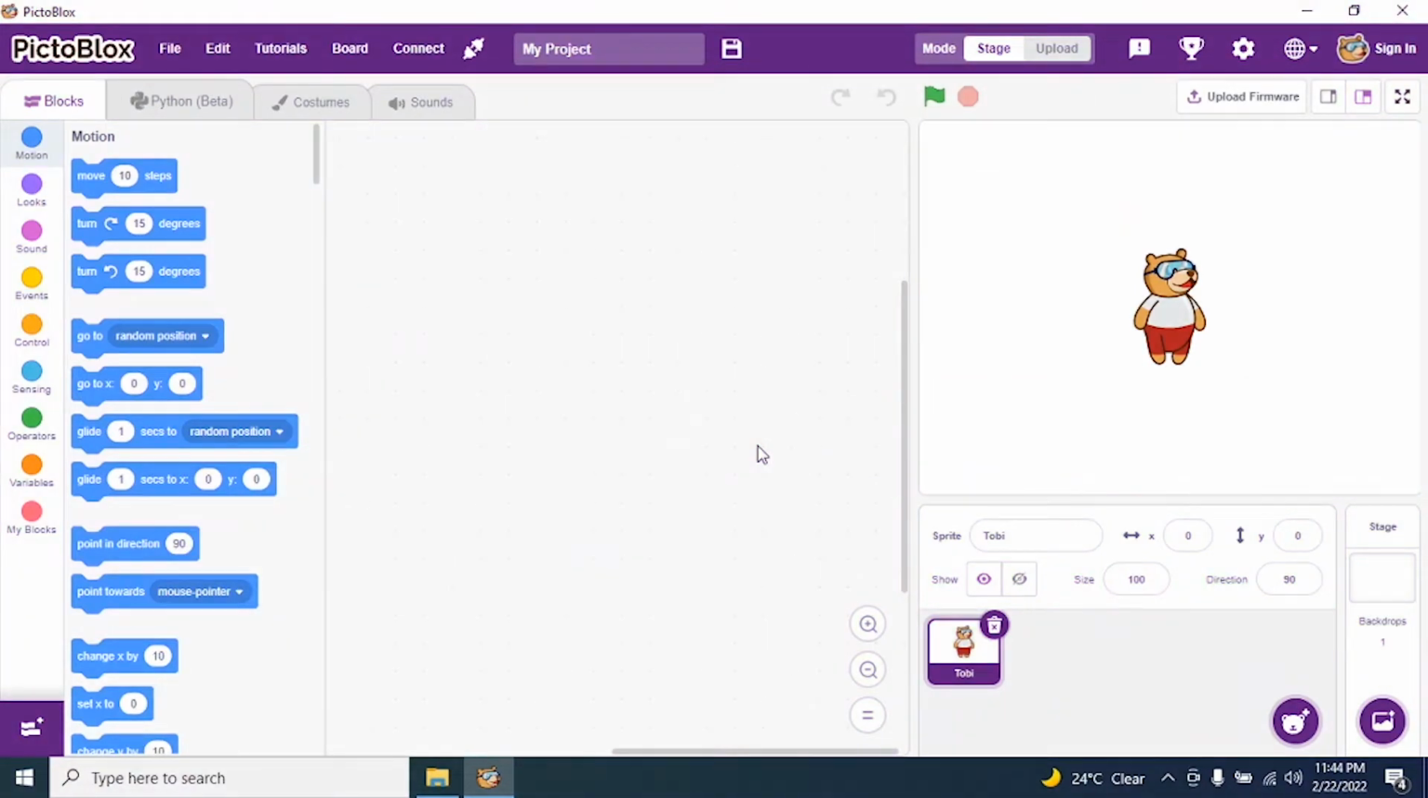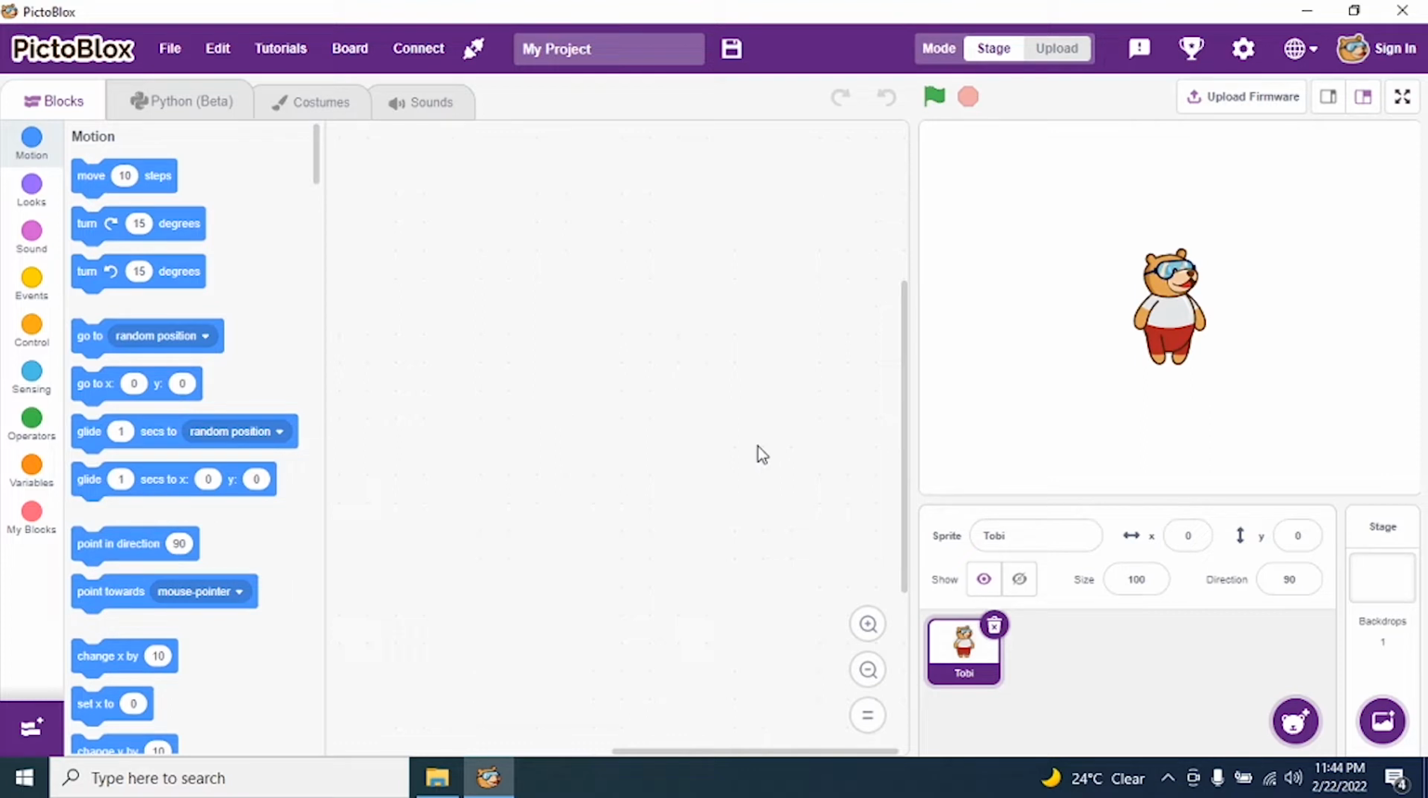Today we will see directional force, how we can give a directional force to a sprite. So we go to the PictoBlox interface and start coding for directional force. We have a sprite whose name is Toby.